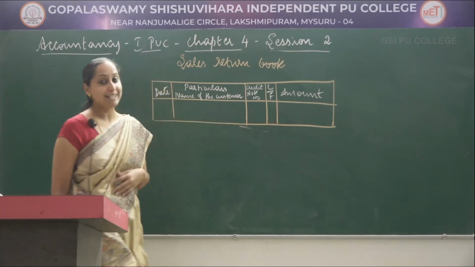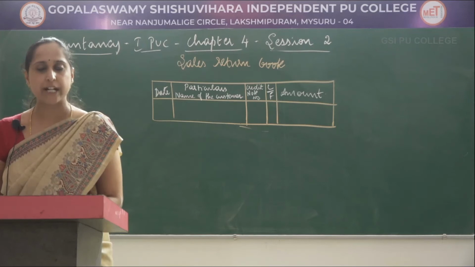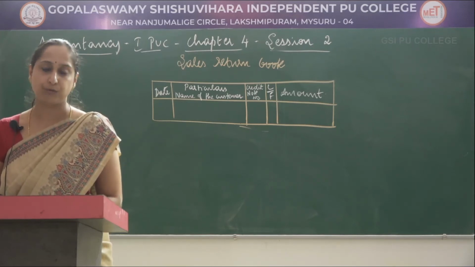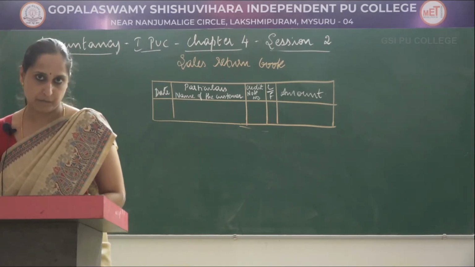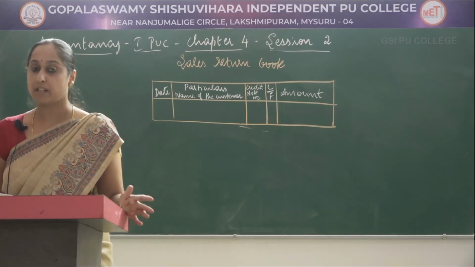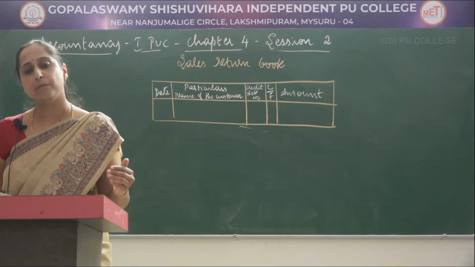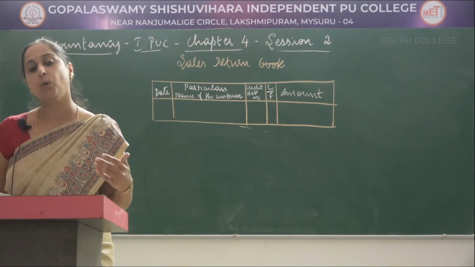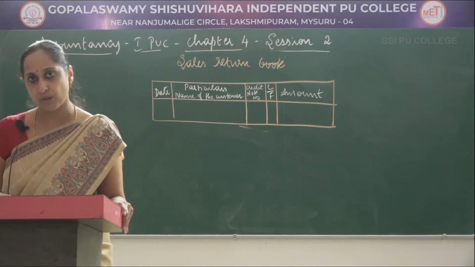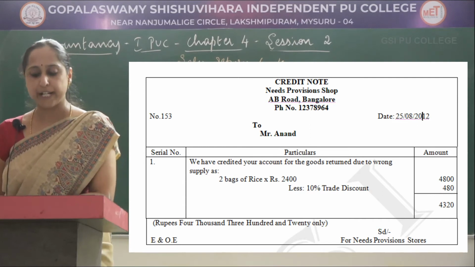So now let us see what is credit note. Credit note is a document which contains the details of the goods returned by the customers. This is prepared when the goods are returned by the customers or when a customer claims any allowance. Sales allowances are claimed by the customers for the overcharge of the goods or short supply of goods. So now let us see the format of credit note.